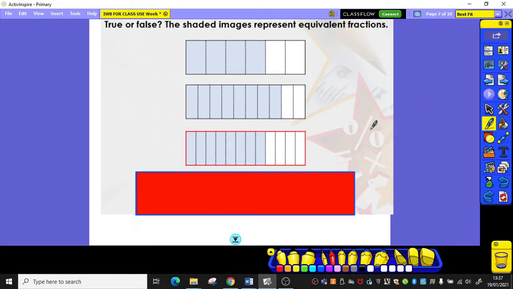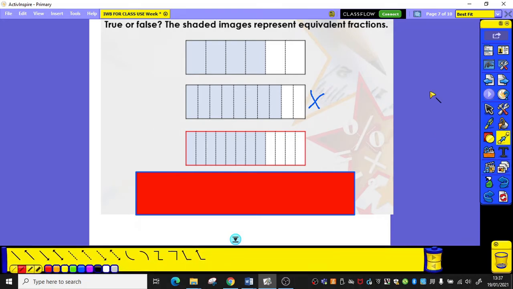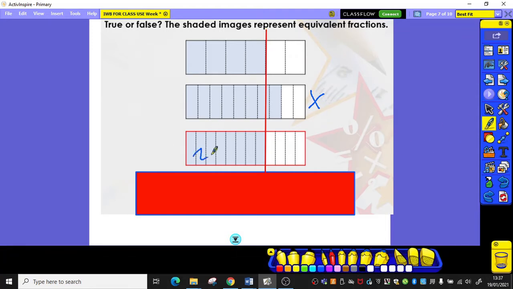Now, do these images show equivalent fractions? Well, hopefully straight away you've seen that this one is not equivalent. This one is with this one. And although they're far apart, if I was to put a ruler or a line and show where I could cut these bars, I can see that this amount here is the same as this amount here. They're equivalent to each other.